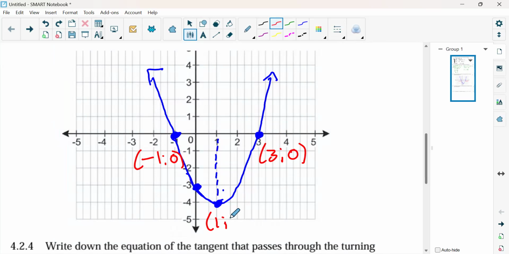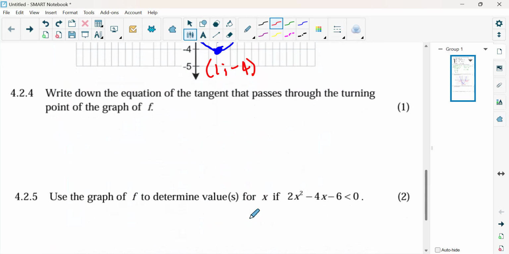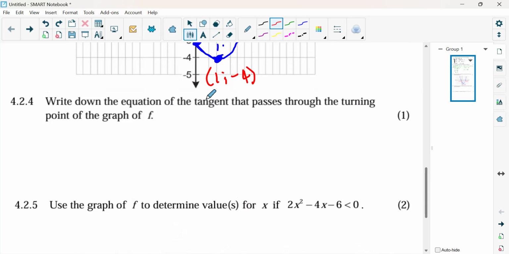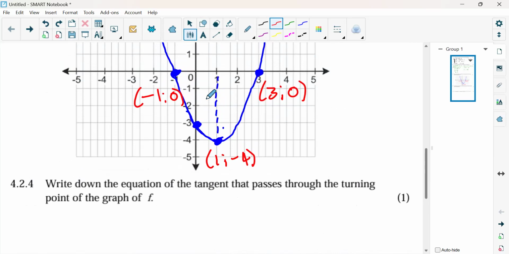Let's go to question 4.2.4. Okay, let's go to our question 4.2.4. It says, write down the equation of the tangent that passes through the turning point of the graph of f. Here, if you can just go to the graph, because it's only one mark, we're also not going to put it on the senior marker. We'll put the next one.